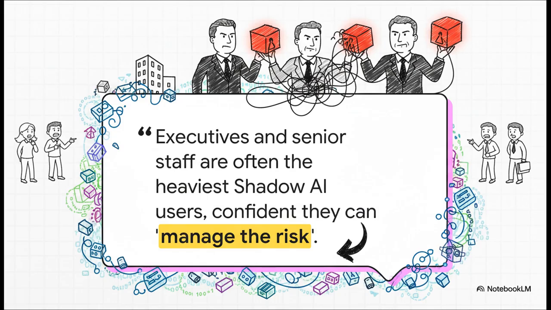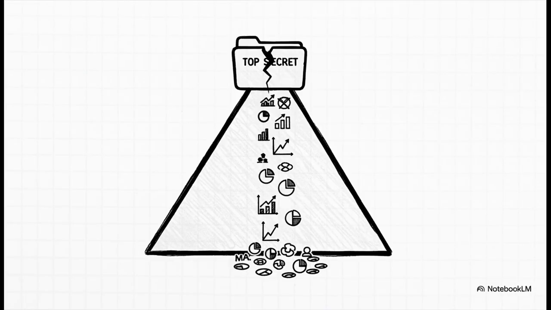You might think it's junior employees, but nope. The research shows it's often the executives and senior staff. Why? Precisely because they're confident they know how to manage the risk, all while they're handling the company's most sensitive information. So what does that mean in practice?